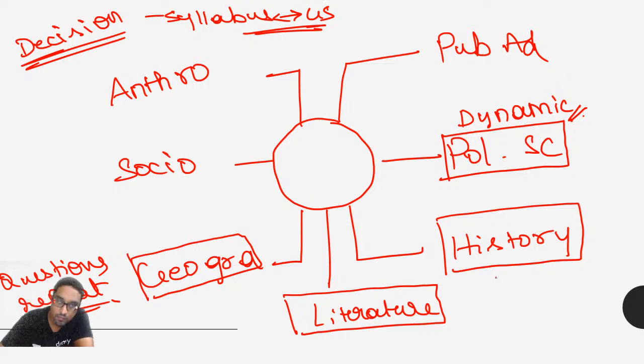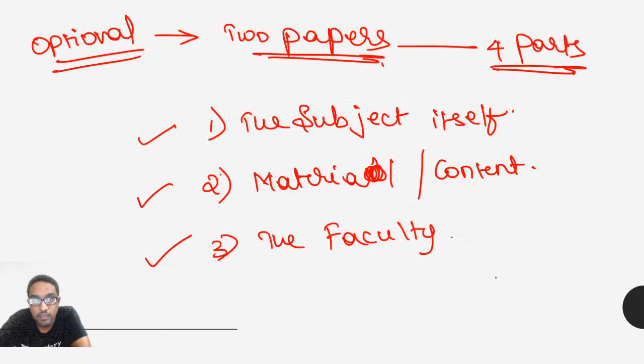Then this is basically the things to choose. So before you choose an optional, make sure you know the subject itself very well. Then make sure the material or content is very good, and the faculty is very good. Now, let me clear some myths.